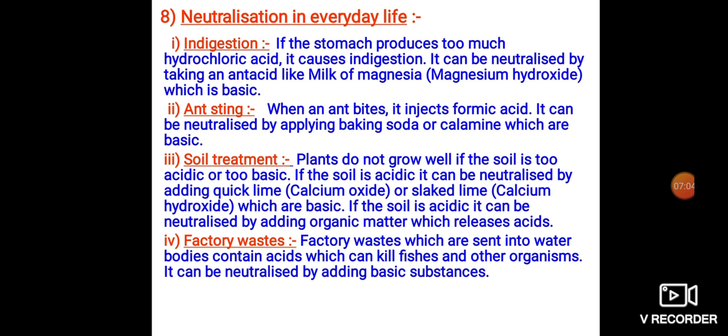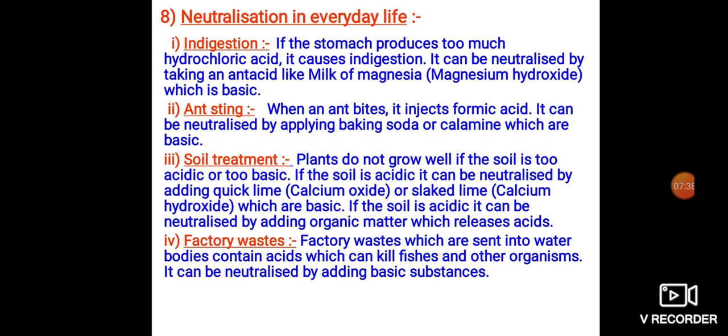The next one is soil treatment. Plants do not grow well if the soil is too acidic or too basic. If the soil is acidic, it can be neutralized by adding basic substances like calcium hydroxide or slaked lime. If the soil is basic, it can be neutralized by adding organic matter, which releases acids and neutralizes the basic nature of the soil.